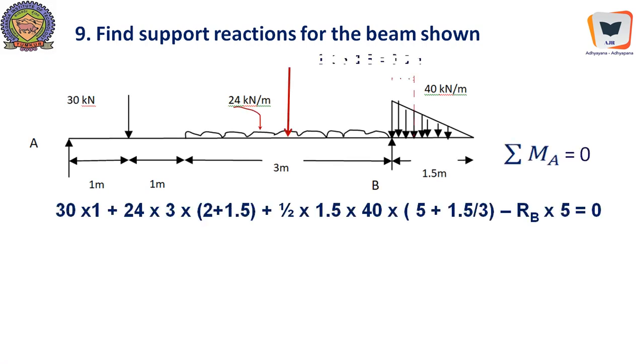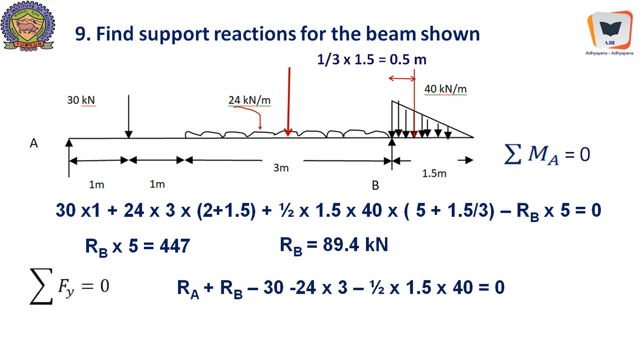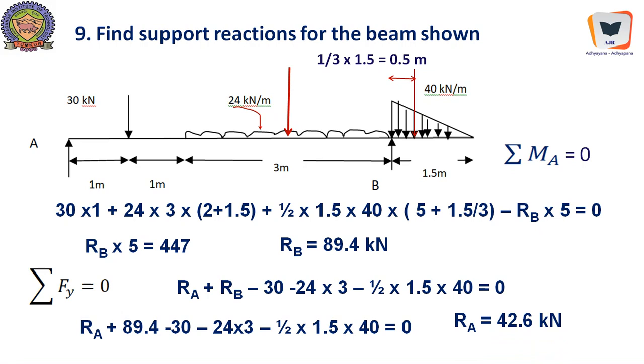Right. So we have got the value of RB to be 89.4, and Fy equal to 0 will give us RA plus RB equal to minus 30, minus 24 into 3, equivalent concentrated load, minus half into base into height, that is triangularly varying load, and we got RA to be equal to 42.6 kilonewton.